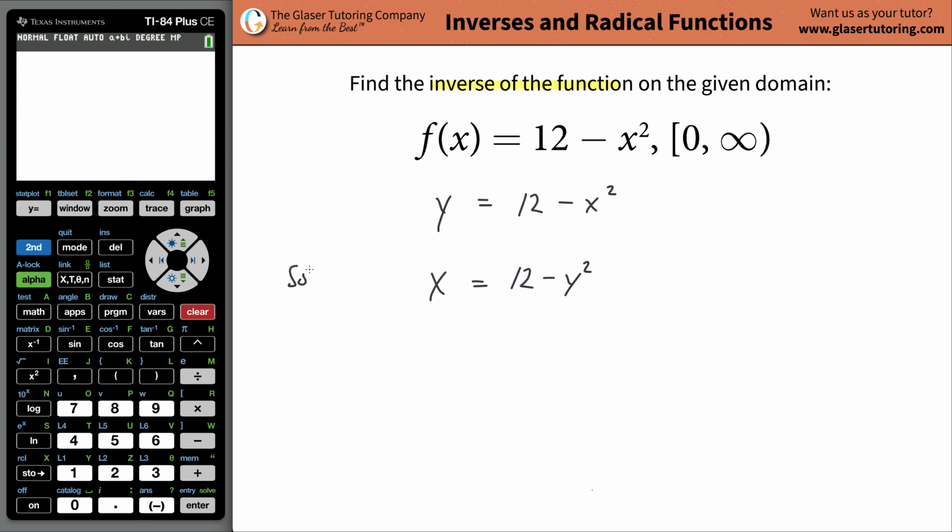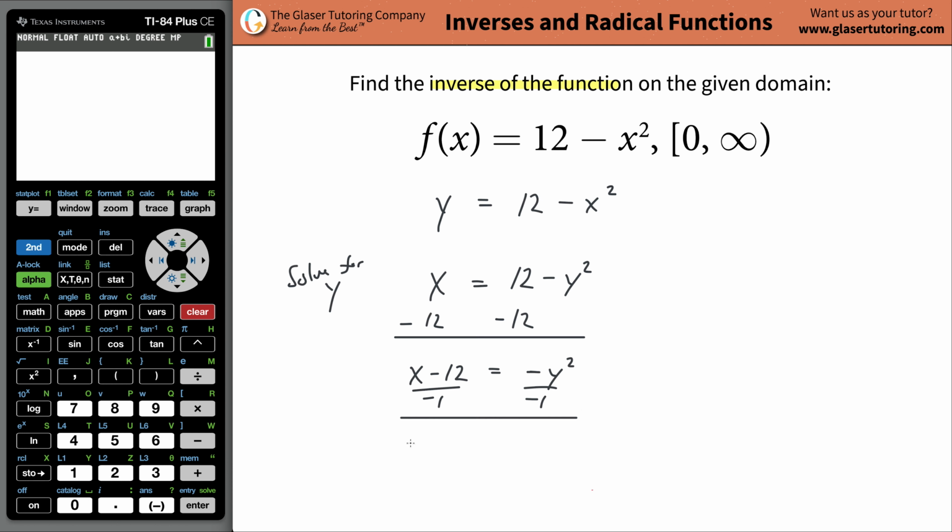Then you're going to take this equation and solve it for y. So I need to isolate y by itself. You're going to subtract the 12 over, and it becomes x minus 12 is equal to negative y squared. So what you really have to do now is get rid of the negative sign. Bring it on over, so you divide each thing by negative 1.